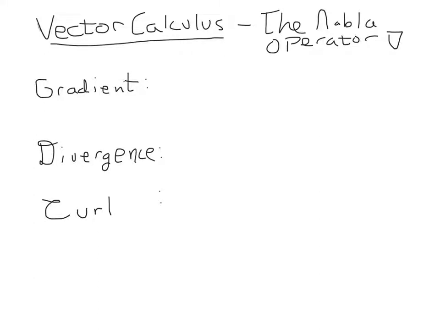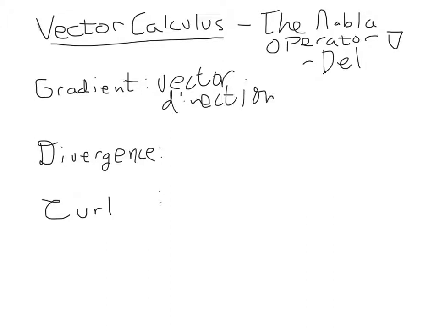In physics, it is often useful to describe things as vectors or vector fields, and in doing this we often use the Nabla operator, which is also called del, to perform the three operations gradient, divergence, and curl. Gradient yields a vector result, which is called the directional derivative, and this can be thought of as almost the three-dimensional slope of a field.